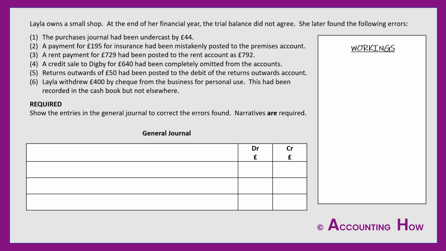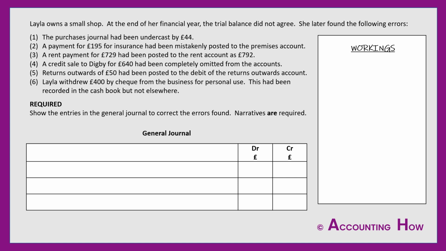Error number 1, let's get going then, is the purchases journal had been undercast by £44. The purchases journal is one of the books of original entry, one of the books of prime entry, and when somebody has totaled up that journal, they've ended up with a figure that is £44 lower than it should be. Casting is an old-fashioned word for adding, like a total, so undercast, it's too low. When they've added it up, it hasn't been put to the right figure.